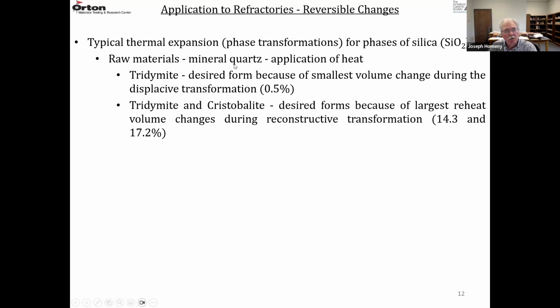So again, you start out with a raw material quartz, you apply heat. Tridymite is the most desired phase because it has the smallest displacive transformation, 0.5%. We usually end up with a combination of tridymite and cristobalite. They're the most desired forms because they eliminate the reconstructive transformation from quartz to tridymite or quartz to cristobalite with these large volume changes.